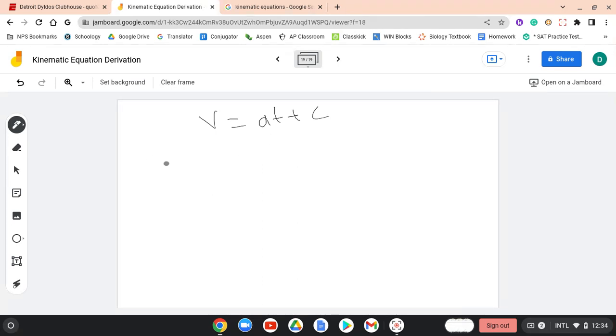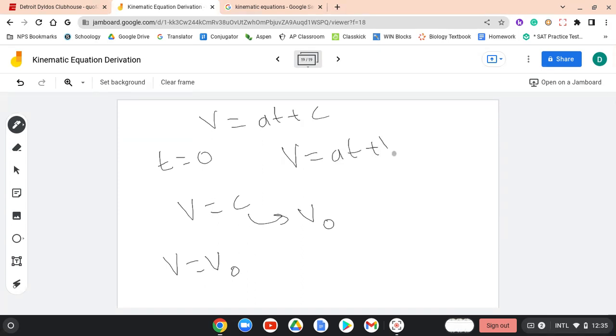Let's think conceptually about what happens when t is equal to 0. When t equals 0, our velocity is equal to that constant, because a times 0 is 0, so v equals c. So clearly, if at t equals 0, v equals c, that constant has to represent our initial velocity, because v should equal our initial velocity at t equals 0. So in summary, the velocity of the situation we're trying to model is equal to at plus v naught for that reason.